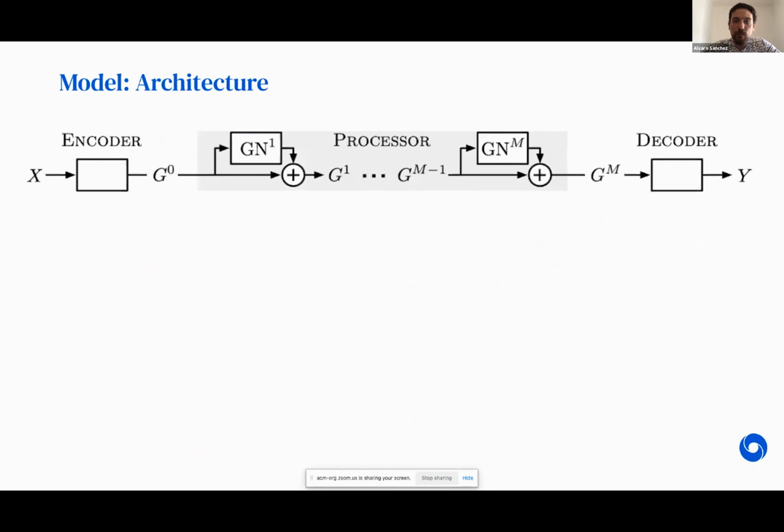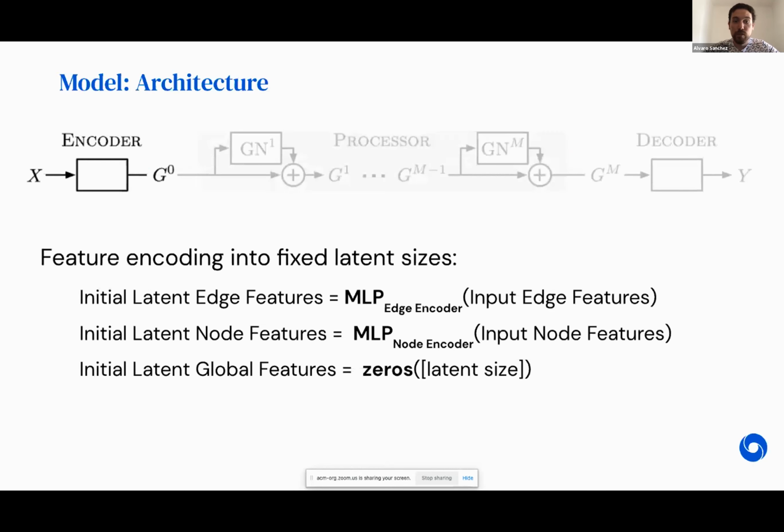As mentioned before, the architecture of the model is based on the encode, process, decode framework. And as you will see, rather than design a highly specific model, we try to keep the actual model as simple and generic as possible, so it can be reused in any other domains. So the encoder simply uses MLPs to encode the node and edge features into a fixed size latent space for edges and nodes. And in this case, because we did not use any global features, we simply initialize the global latent state to zeros.